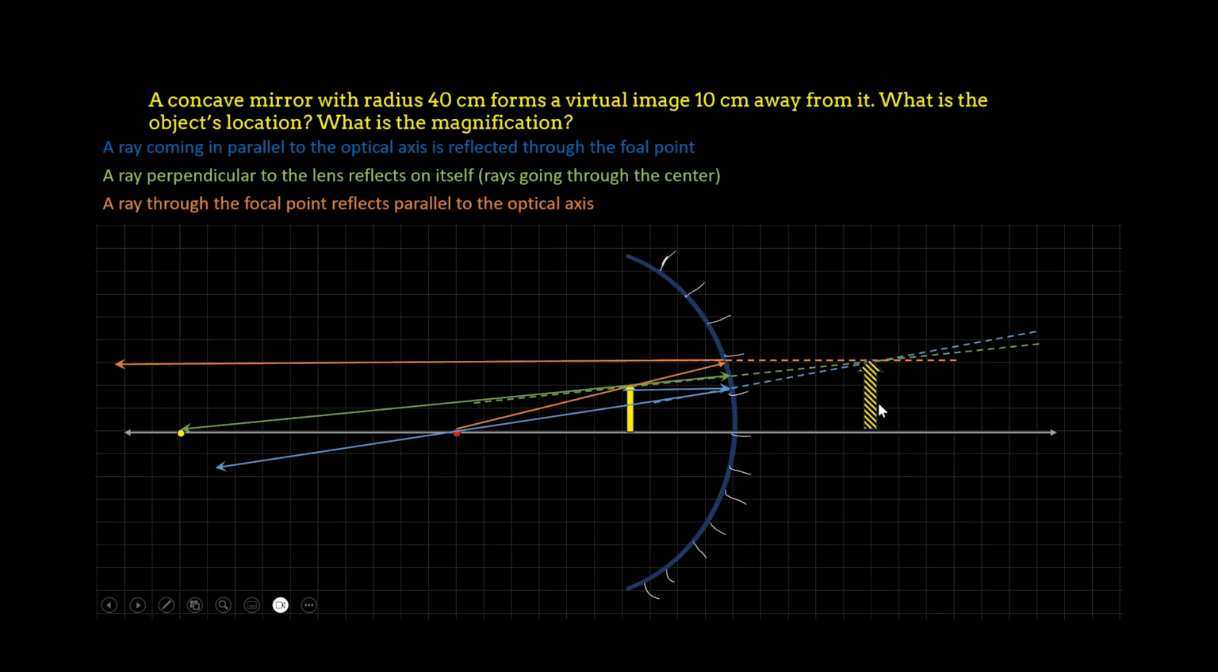There it is. It's virtual. There's DI, there's DO, there's F, there's R. And so again, that's a virtual image. And again, the object is closer to the mirror than the image. All right.